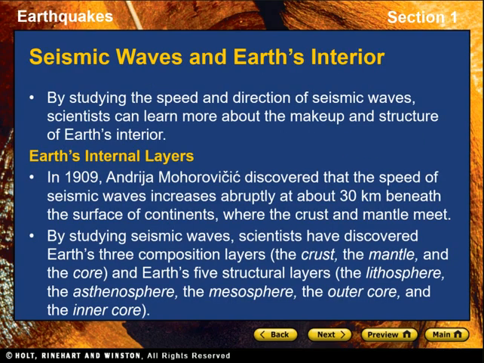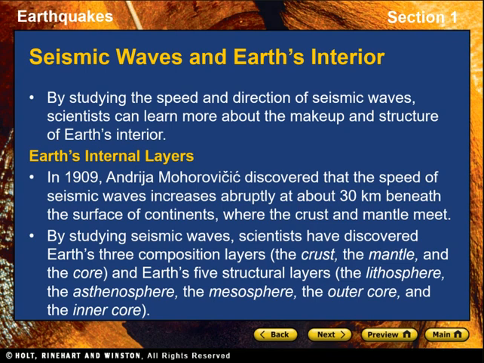Seismic waves and Earth's interior. Seismic waves are useful to scientists in exploring Earth's interior. The composition of the material through which P waves and S waves travel affects the speed and direction of the waves. For example, P waves travel the fastest through materials that are very rigid and are not easily compressed. By studying the speed and direction of seismic waves, scientists can learn more about the makeup and structure of Earth's interior.